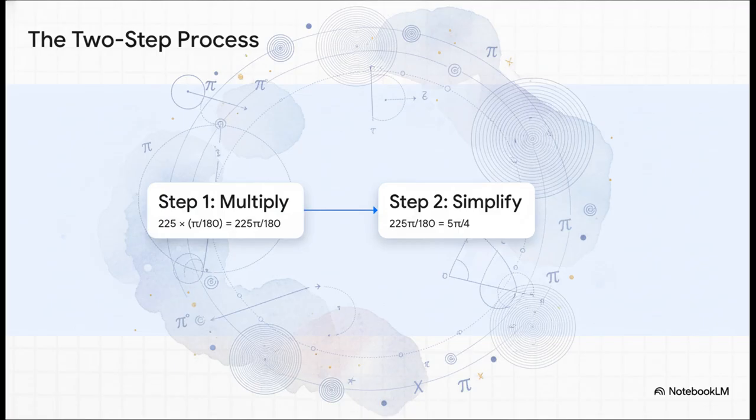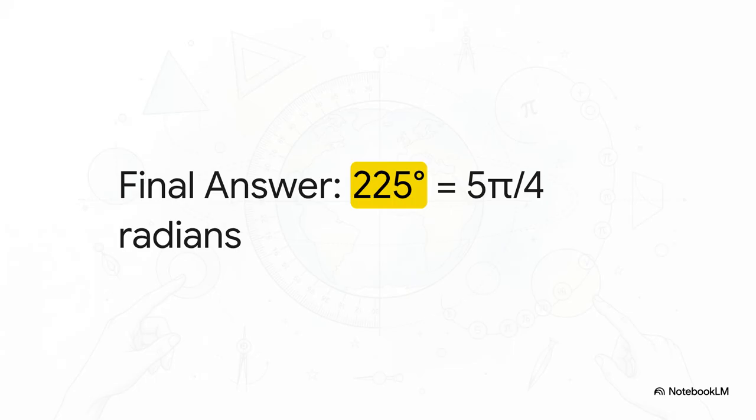It's the same exact method. And boom, there it is. 225 degrees is precisely 5 pi over 4 radians. The method just works. It doesn't care how big the angle is.